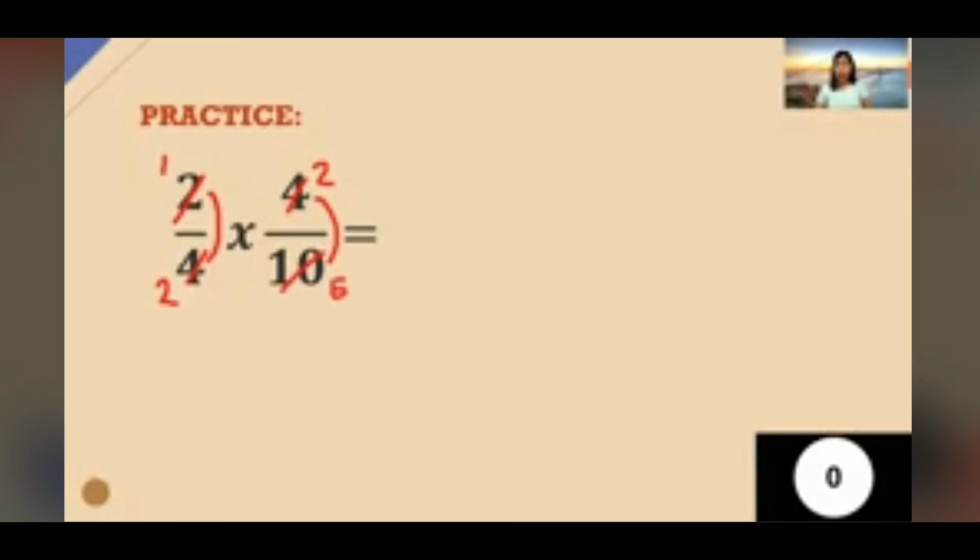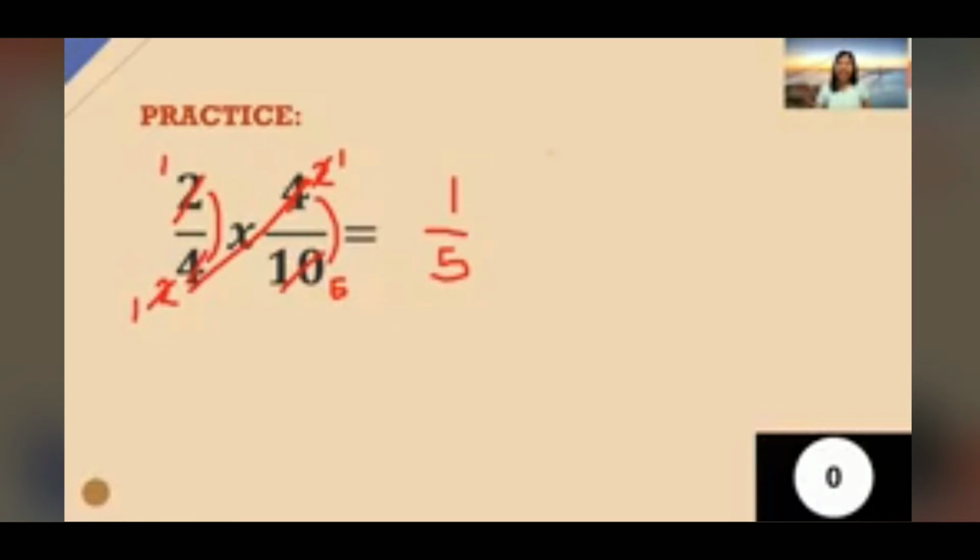May pwede pa po ba tayo i-cancel? Meron. And that is the 2 in our numerator and the other 2 in our denominator. So we may cancel those. Since they are both divisible by 2, 2 divided by 2 is 1, and then this one is also 1. We may simply cancel those. So 1 times 1 is 1, and 1 times 5 is 5. Did you get 1/5 as your answer? Very good.